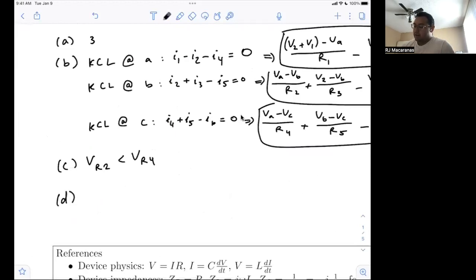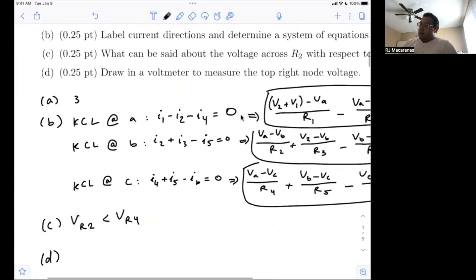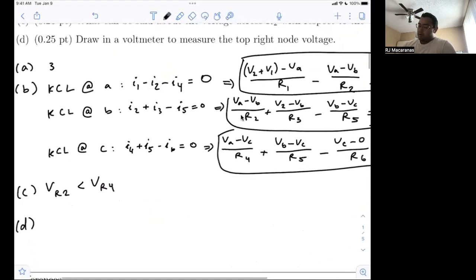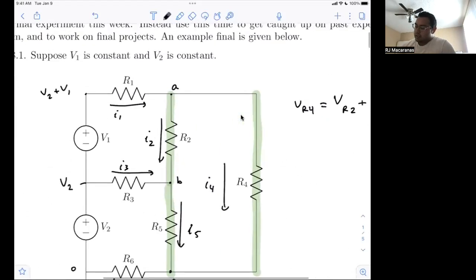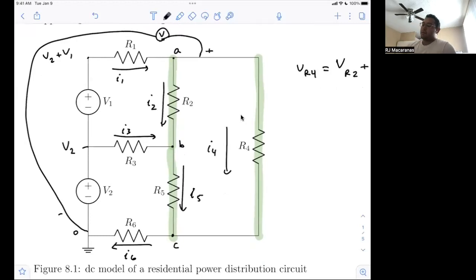Just since we need to add another term in order to get to R4. So then last part, we're drawing in a voltmeter to measure the top right node voltage. And so I'm just going to draw a little label there. So the idea of measuring a node voltage is we take the positive end of our voltmeter to that node, and we take the negative end back to ground, right?